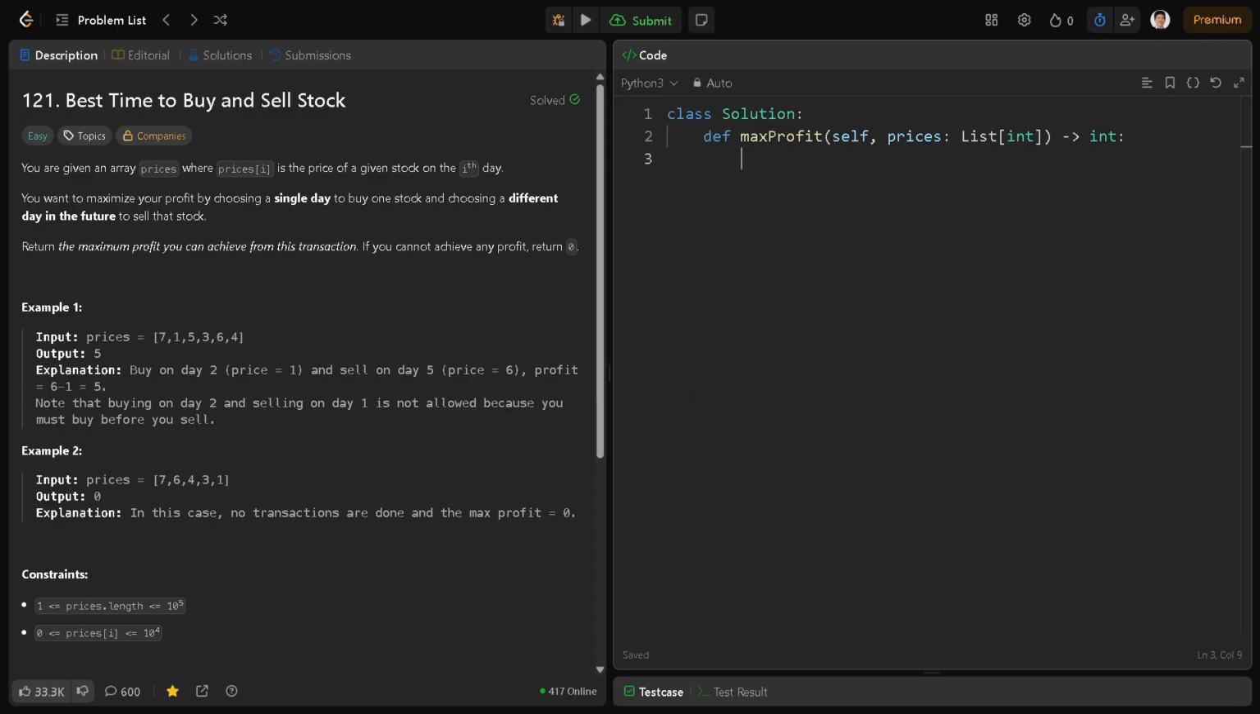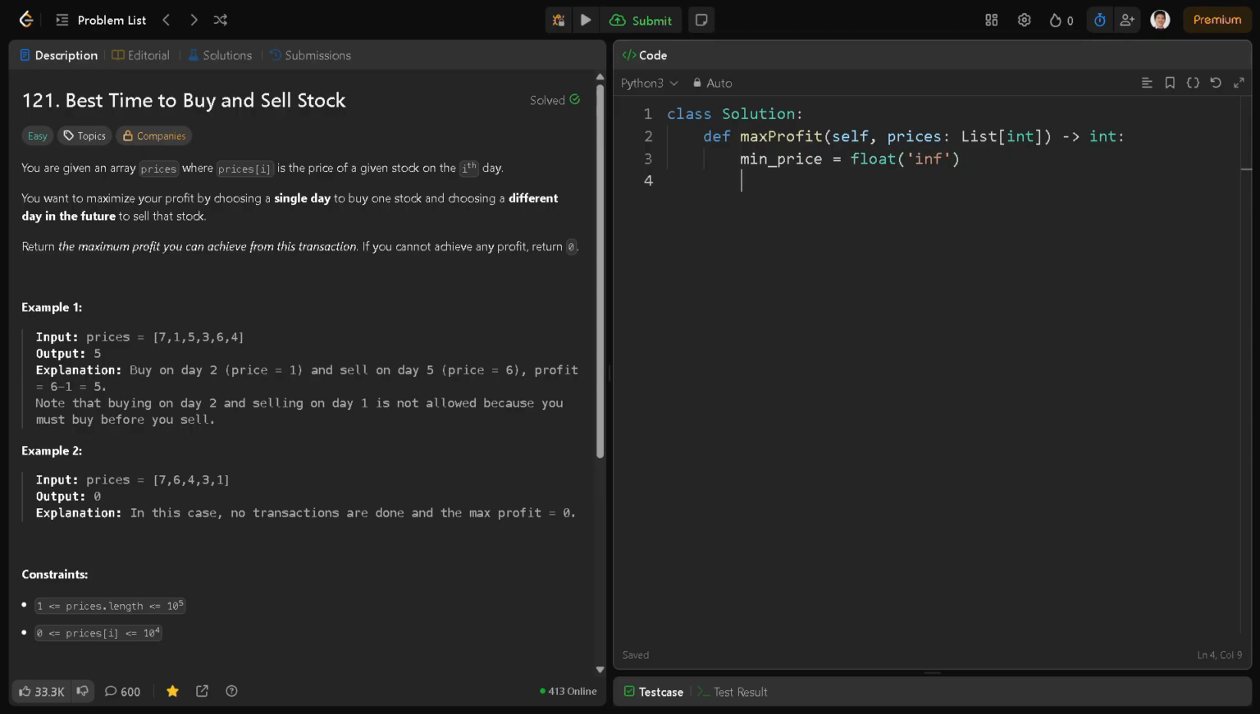We'll create a variable called min price and set it to infinity. This is because we want to track the lowest price that we've seen so far, and we want to make sure any real stock price we see will be lower than the starting value. Think of it like saying, I haven't seen any prices yet, so I'll pretend the minimum is infinite. So min_price equals float('inf').